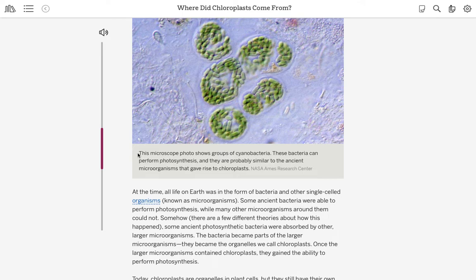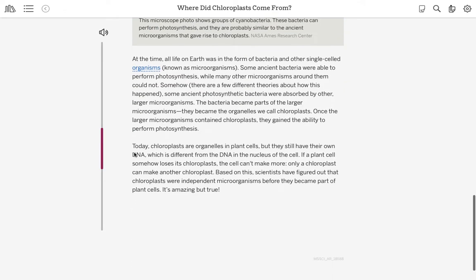This microscope photo shows cyanobacteria. These bacteria can perform photosynthesis and are probably similar to ancient microorganisms that gave rise to chloroplasts. At the time, all life on Earth was a form of bacteria and other single-celled organisms known as microorganisms. Some ancient bacteria were able to perform photosynthesis, while many other microorganisms around them could not.